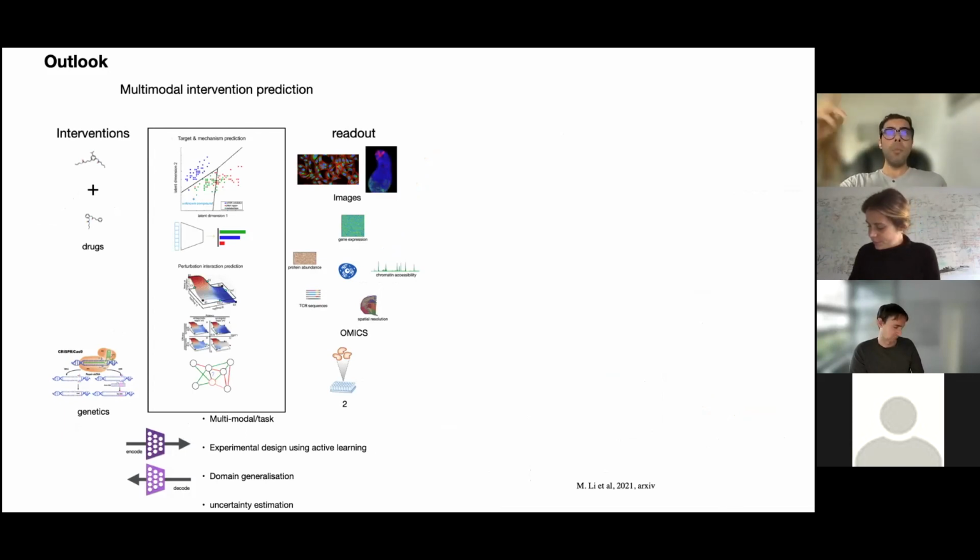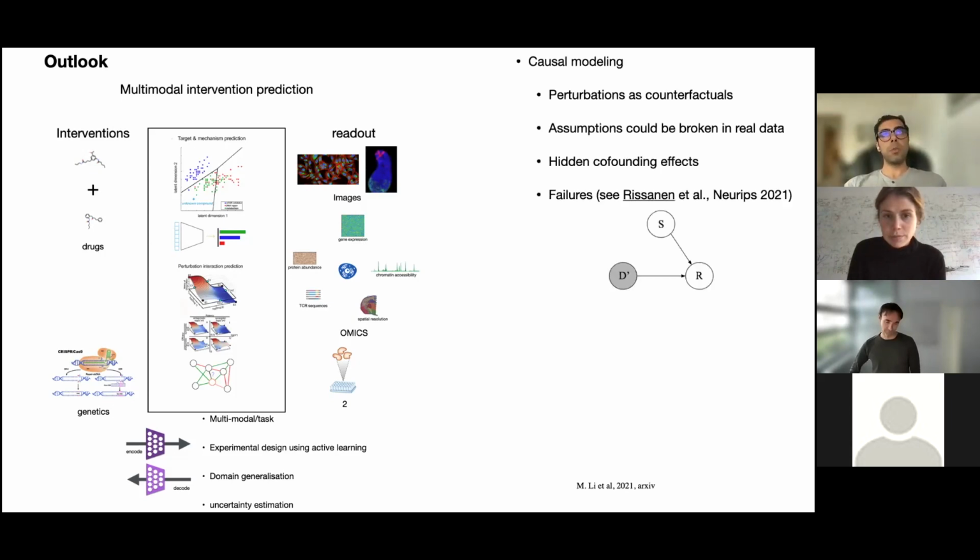So you have interventions, which could be drugs or genetics, but you can also predict the effect of such perturbations on multiple modalities, not just gene expression, but for example images or spatial dependencies that would change after a certain perturbation. And there are a lot of machine learning problems that arise from multitasking, also experimental design and active learning, and it's also closely related to domain generalization and uncertainty estimation. So a lot of computational and machine learning problems arise here. And also causal modeling, because all of these counterfactuals could be causal interventions, obviously.